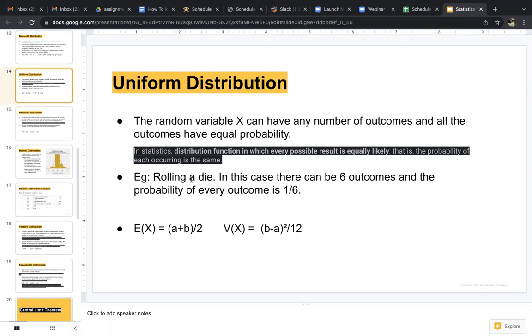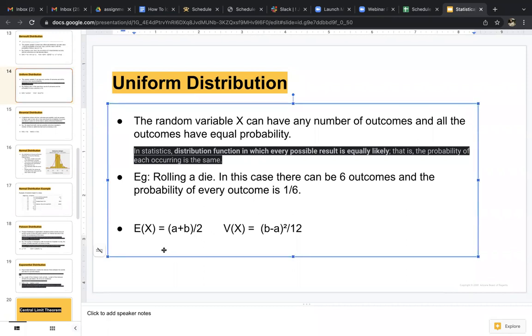In this case, there can be six outcomes: one, two, three, four, five, six, and each of them will have the same probability, right? That is 1 by 6. So in statistics, a distribution function in which every possible result is equally likely, that is, the probability of each event occurring is the same, can be plotted using the uniform distribution.